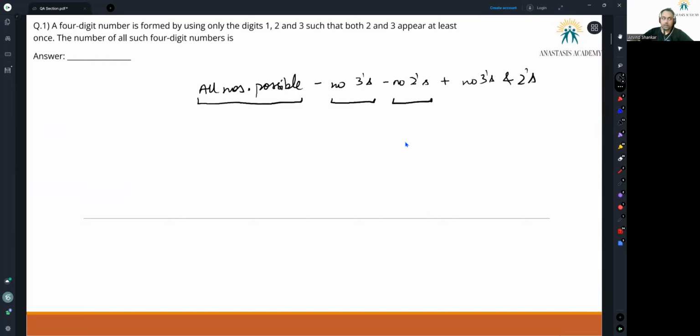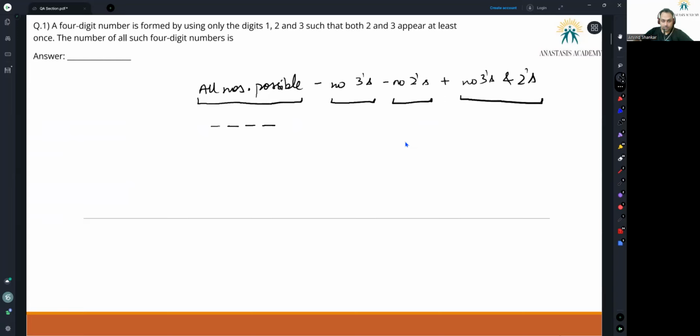This is unacceptable when you don't have a 2 at all. But both these cases would also include those cases where no 2s and no 3s are included. So we have to add that back because it has been subtracted twice when it should in fact be subtracted only once. So how do we make cases? 4-digit numbers, all numbers possible.